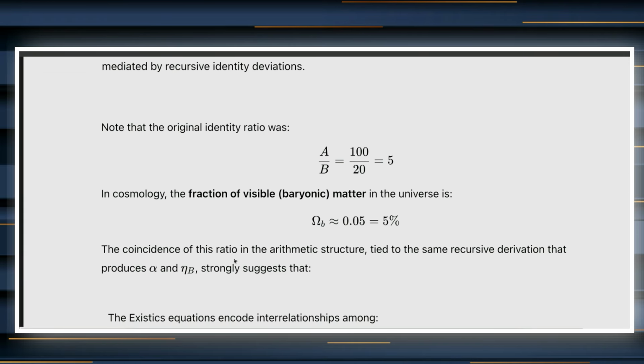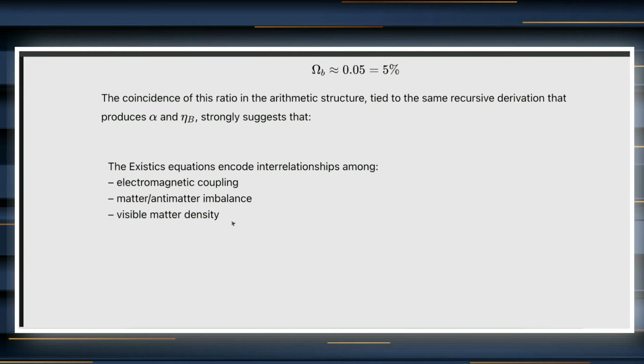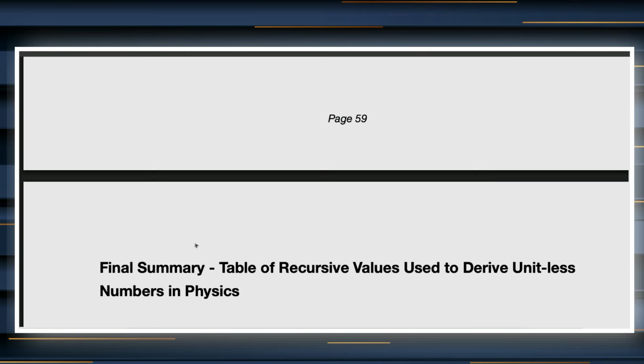The coincidence of the ratio in the arithmetic structure tied to the same recursive derivation that produces the fine structure constant and the ratio of baryonic matter strongly suggests the Existics equations encode interrelationships among electromagnetic coupling, matter-antimatter imbalance, and visible matter density.